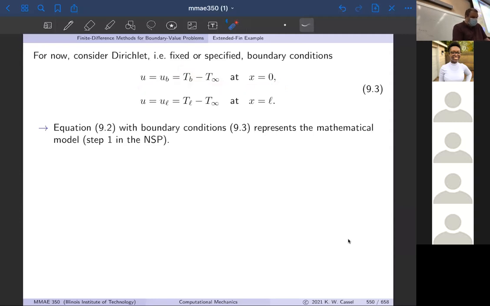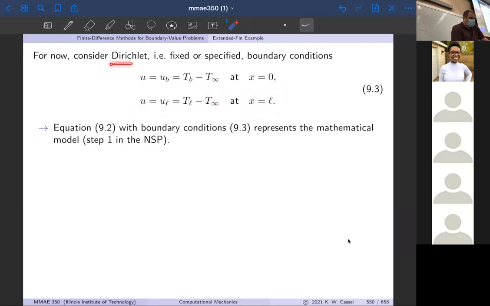Likewise, for now, this is a terrible boundary condition because it's not physical. I'll talk about that in a moment. But for now, we're just going to say that we also know the tip temperature at x is equal to L. So once again, U is U sub L, which is T sub L minus T infinity. So we're going to pretend that we know the tip temperature, subtract off the ambient temperature T infinity, and then that's our boundary condition for U.